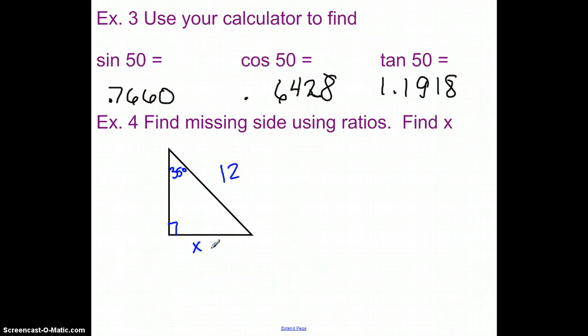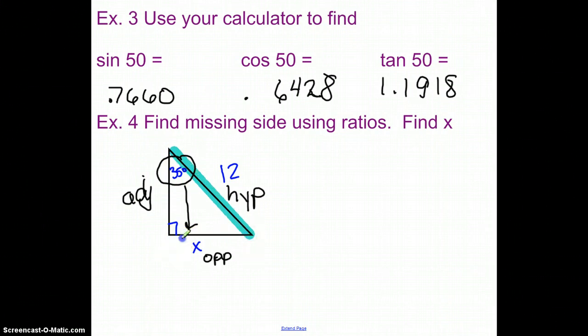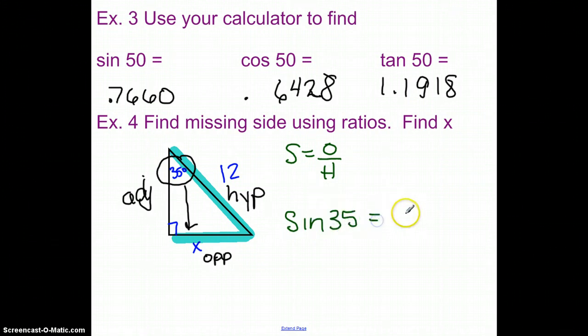Okay, now, example number 4 is a little bit about how you can use this. So in this one you can see this must be my focus angle. Makes this opposite. 12 happens to be hypotenuse, and this would be adjacent. So if I'm looking at the sides that actually have information on them, hypotenuse and opposite would be that one, which means that I'm going to have to use sine is opposite over hypotenuse to solve this. So the sine of 35 degrees equals opposite over hypotenuse, which is 12.